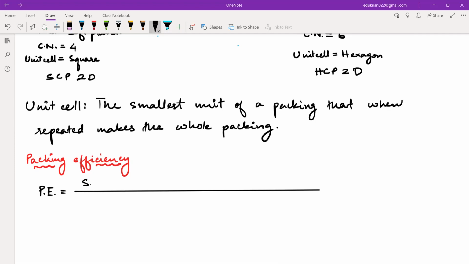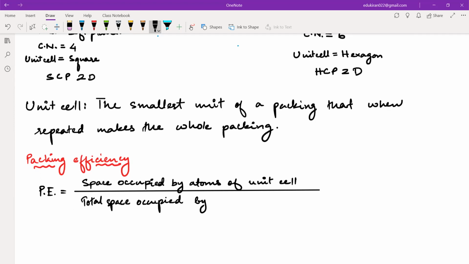Here it is space occupied by atoms of unit cell divided by total space occupied by unit cell into 100. So this is packing efficiency.